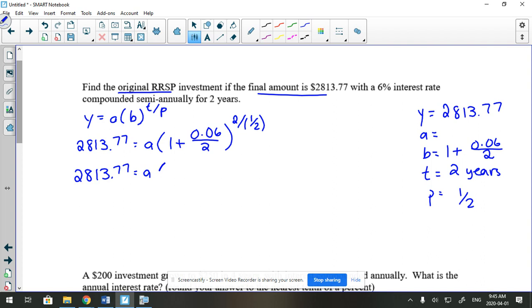So right away inside the brackets, I can do this part in my calculator and you should get 1.03. And when you go 2 divided by half in your calculator, you should get 4. Now if I want to figure out what A is, I just have to divide both sides by 1.03 to the exponent 4.